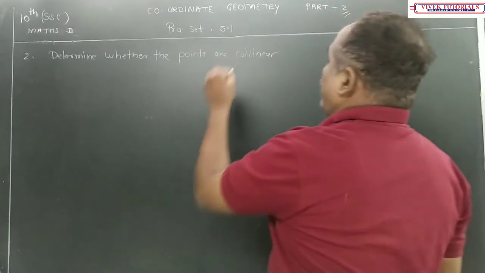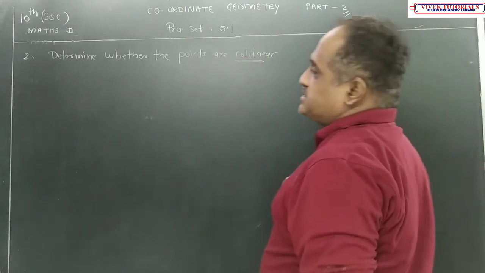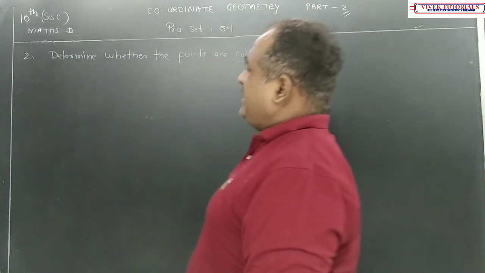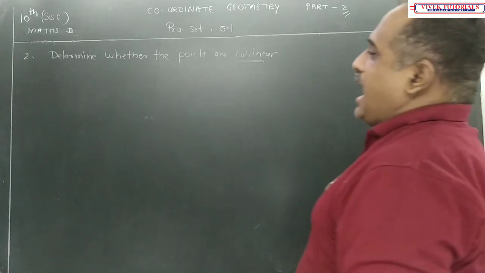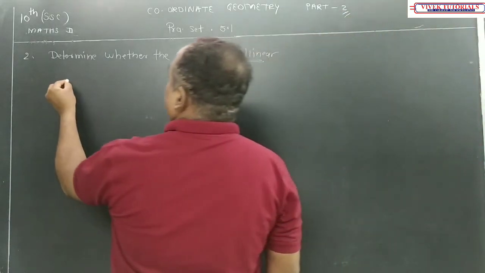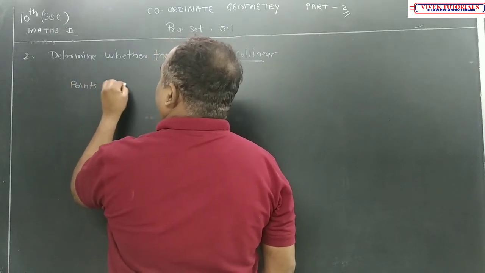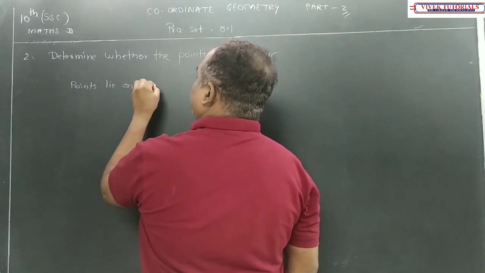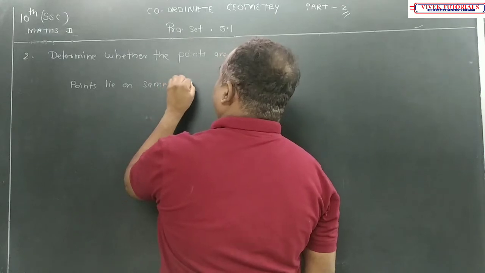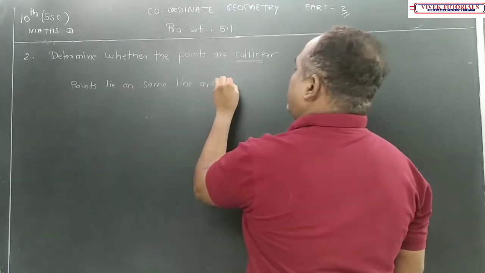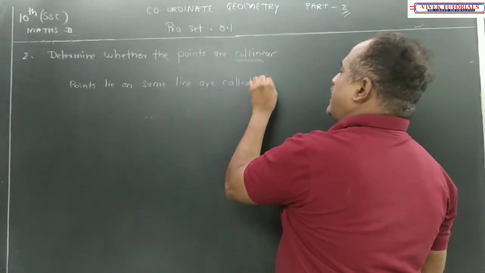Are they collinear or not? They are giving 3 points, and we have to check whether they are collinear or not. Acha, what is the meaning of collinear? Points that lie on the same line are called collinear points.